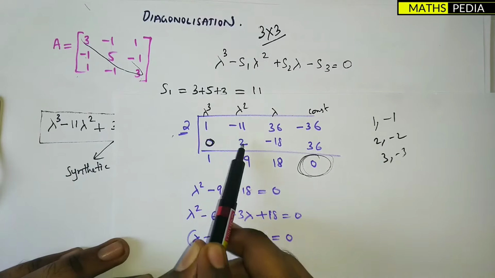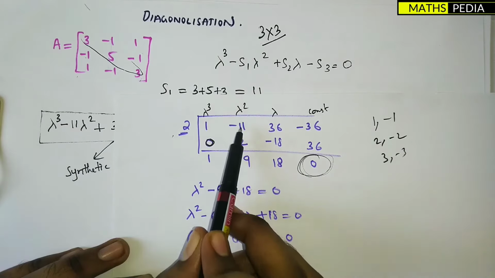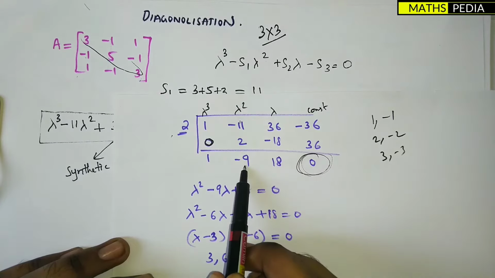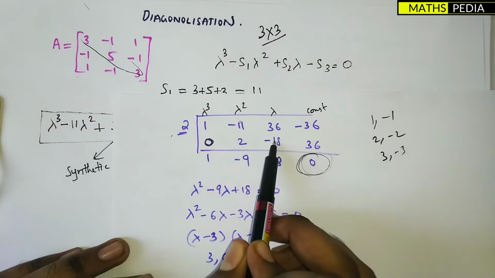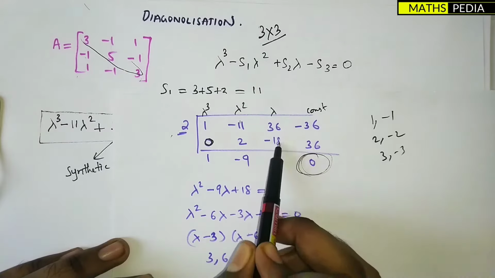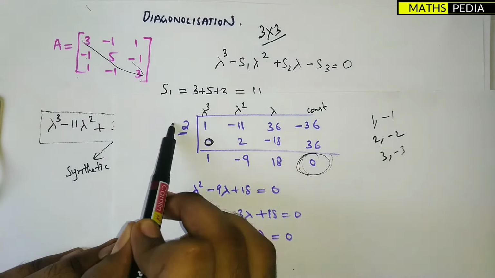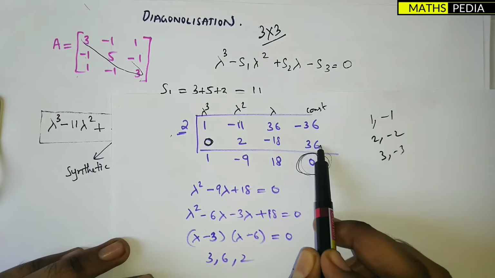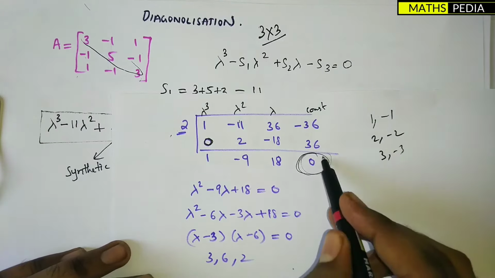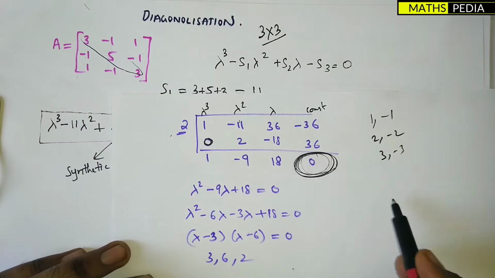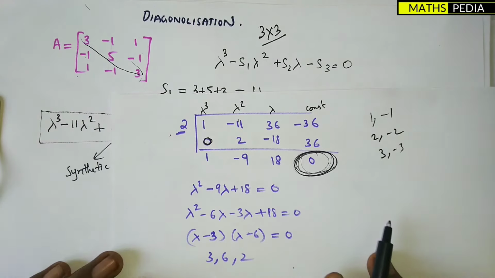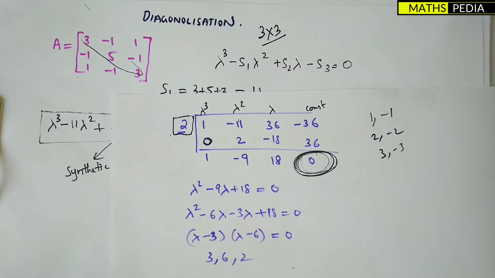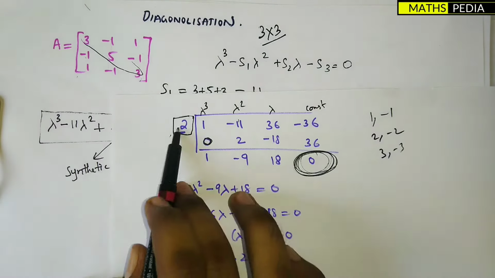1 into 2 is 2, minus 11 plus 2, add, okay, minus 1, minus 11 plus 2 is minus 9, minus 9 into 2 is minus 18, 36 minus 18 is 18, 18 into 2 is 36, observe this, okay, minus 36 plus 36 is 0, so I am getting the remainder, this is basically the remainder. I am getting the remainder as 0, therefore this number is one of the eigenvalues.